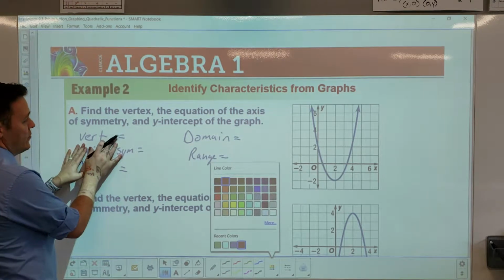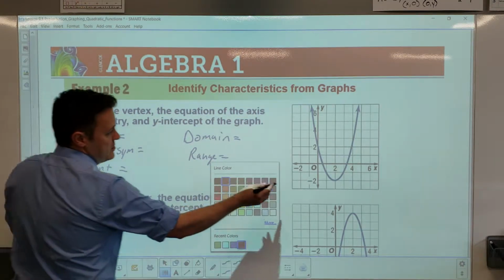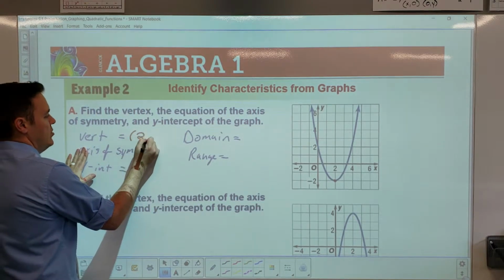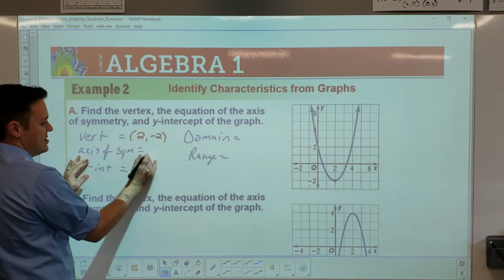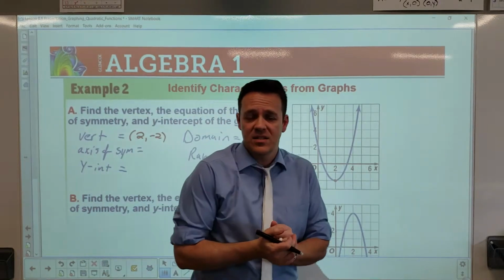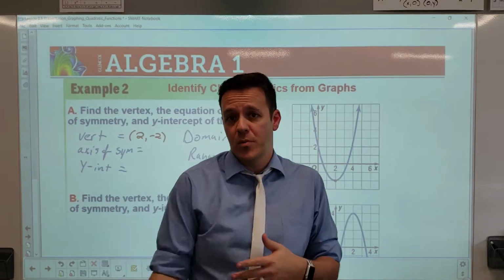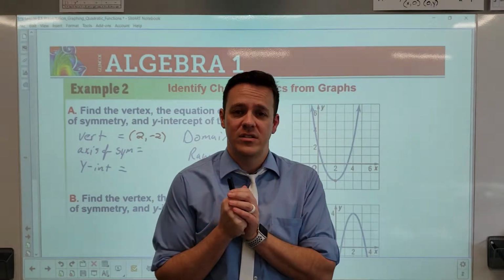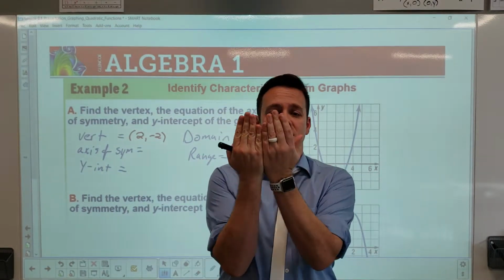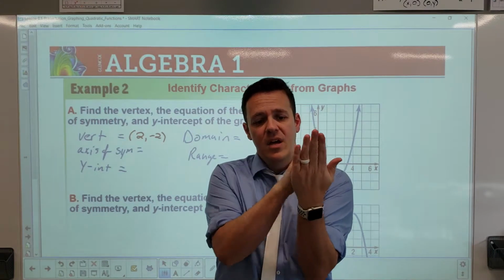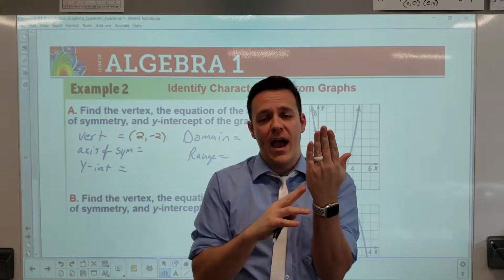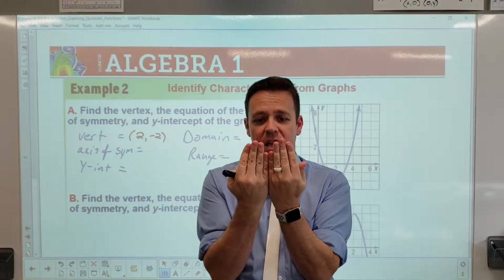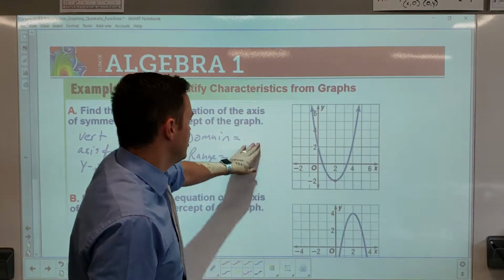Okay, the vertex is going to be this point right here. We talked about it's going to be (2, -2). Axis of symmetry: what is an axis of symmetry? If you remember, we're approaching Valentine's Day season. When you were younger, you had to make a heart. If you wanted to make a paper heart, you take the piece of paper, fold it in half, then cut a half heart out. After you're done, you fold it back open, and you have perfect symmetry. That's what you're working with here.